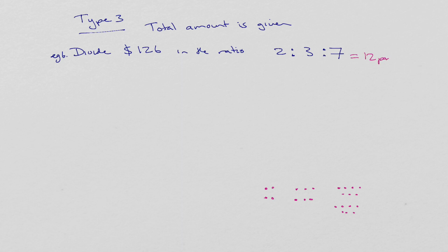So this is 12 parts. 2 plus 3 plus 7 is 12 parts. So the first person is getting 2 out of 12 parts of 126. Second person is getting 3 out of 12 parts of 126.